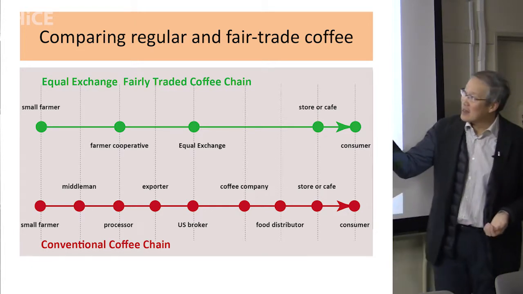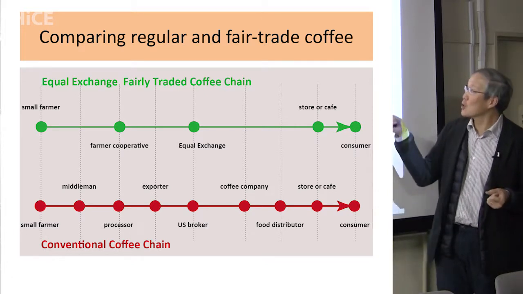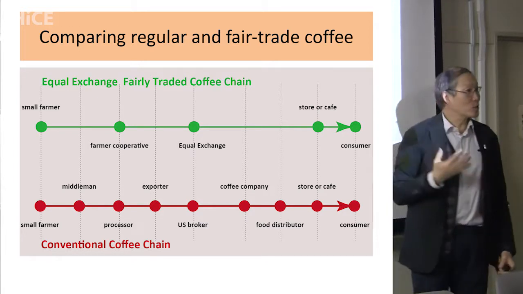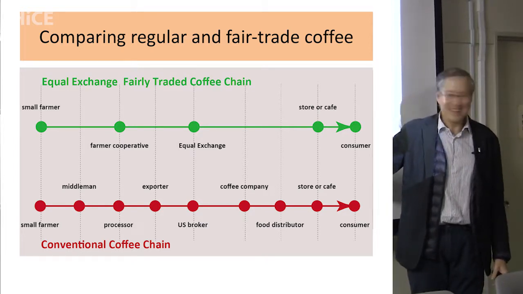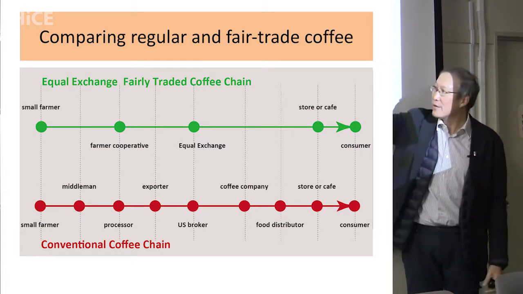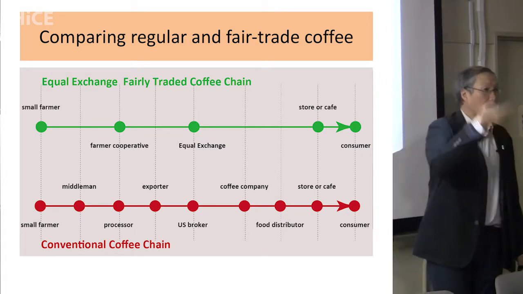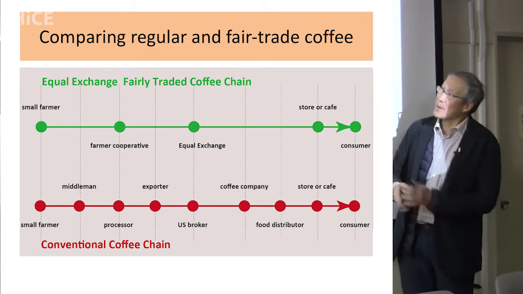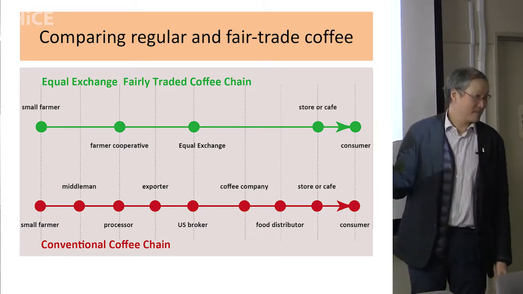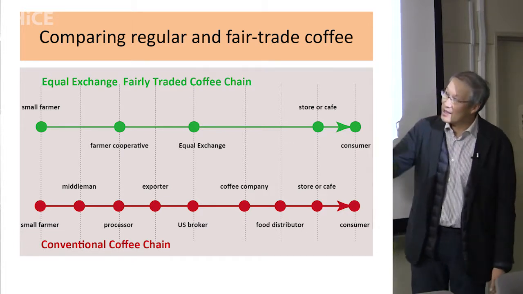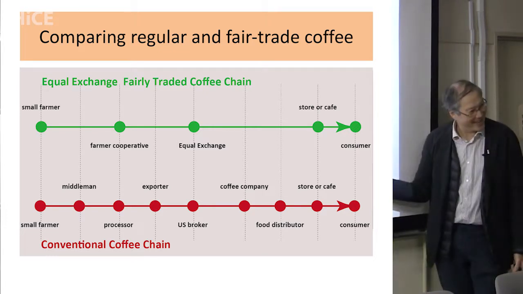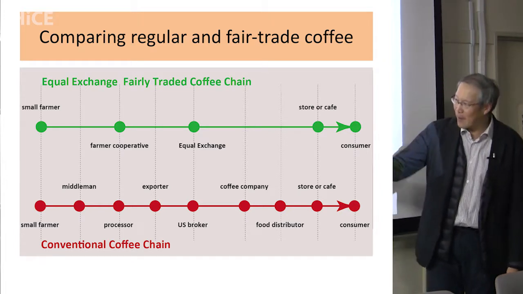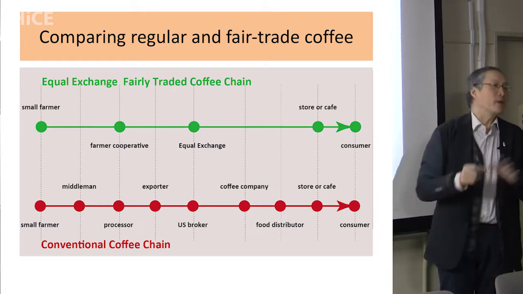And then from Equal Exchange, the company, it goes to the store, and from the store, it goes to you. So you can compare the two. Here, so many steps. Here, few steps. The few steps means few profit taking along the way. So this is a typical fair trade coffee chain. In this case, the small farmer will get more money compared to the regular coffee chain. The money is small because the profit has been distributed to so many people along the way.